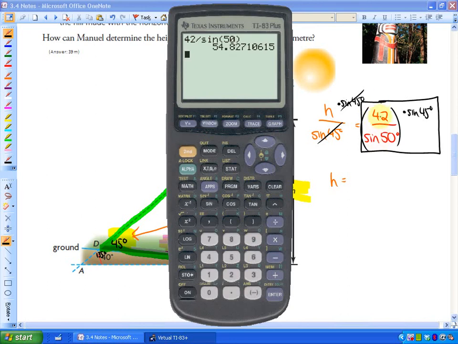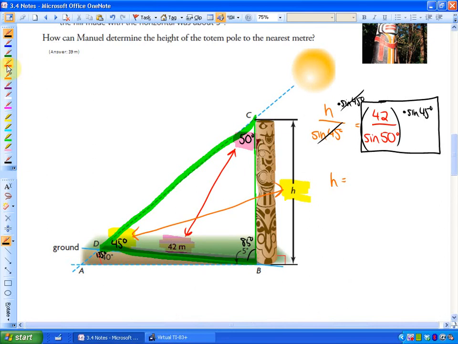So that's this proportion here. Now we need to multiply by the sine of 45. And we get an answer of 38.768, and this says to the nearest meter. So the nearest meter, it rounded up to 39 meters. So the totem pole is roughly 39 meters tall.